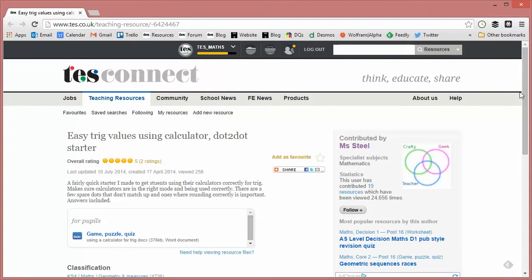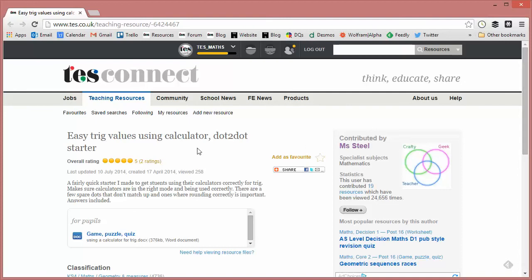So I was just looking for a simple, engaging, fun way to get kids practicing using their calculator for trigonometric values without necessarily going into the whole drawing triangles and labelling sides thing, because I wanted to isolate the skill down to being a calculator issue as opposed to a trig issue, if that makes sense.